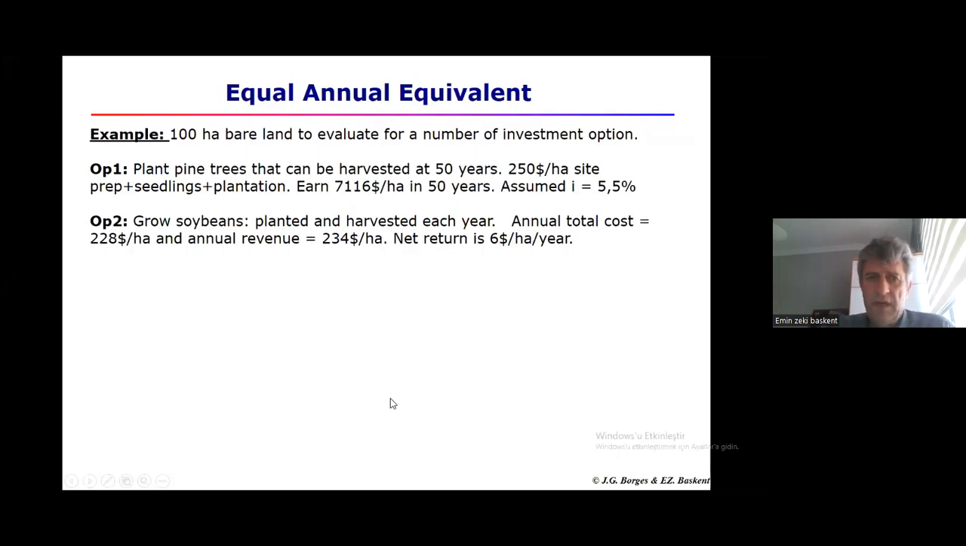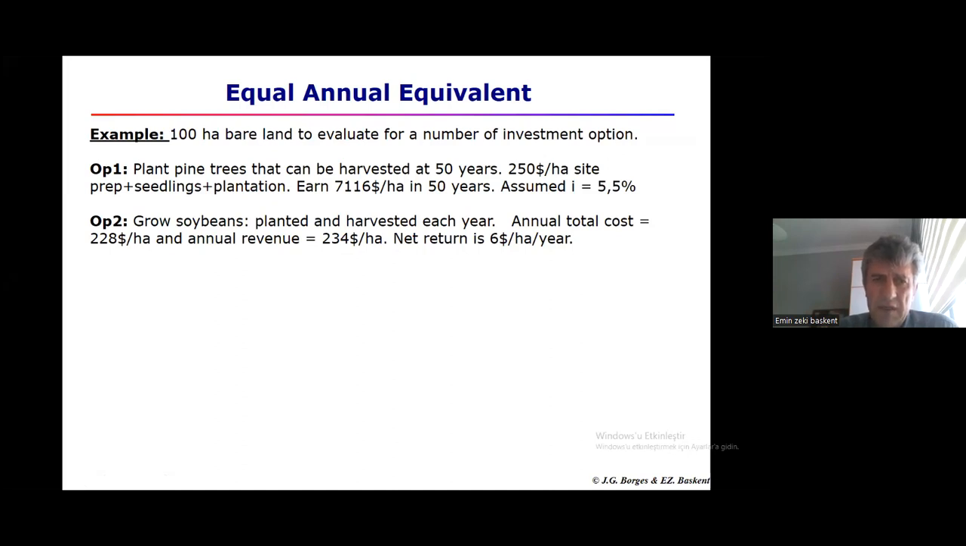So we are given 100 hectares of bare land, to evaluate for a number of investment options. In our case, for the simplicity of the example, we are given two options.